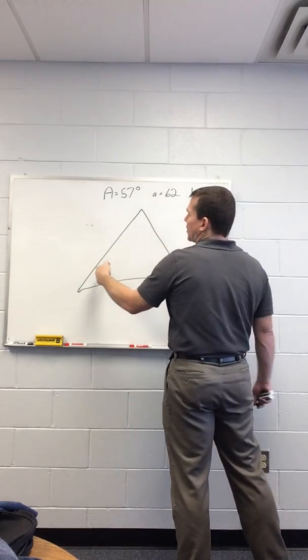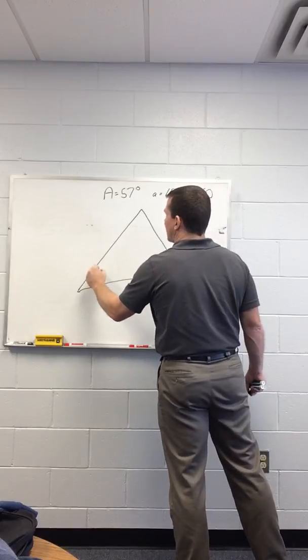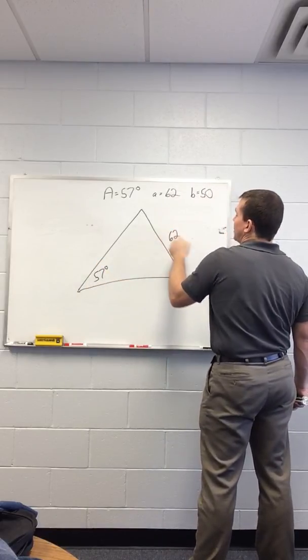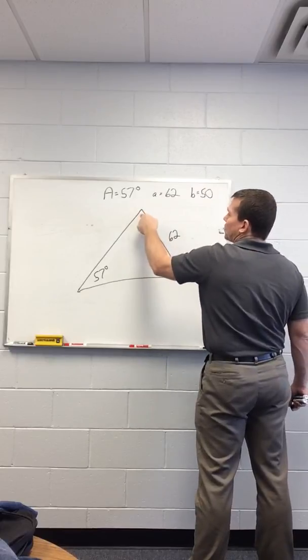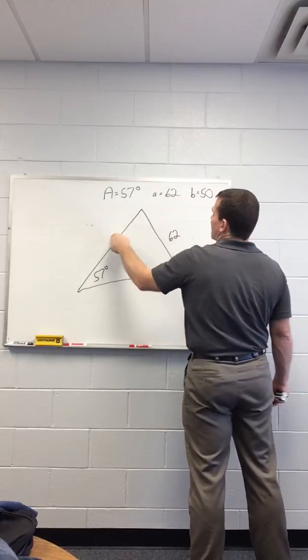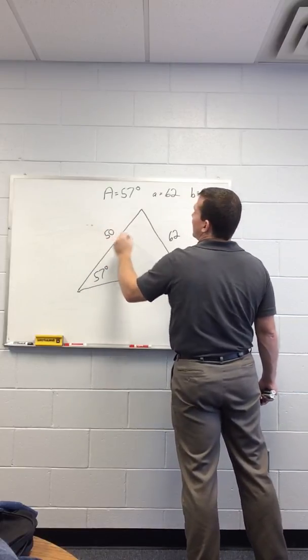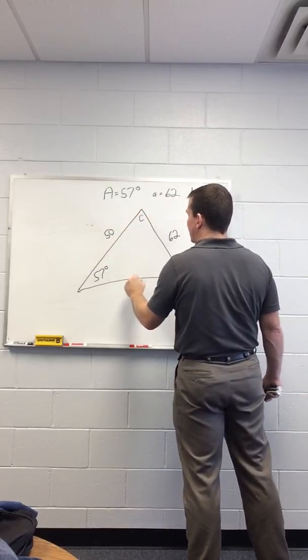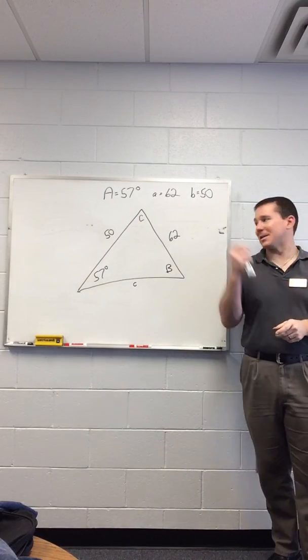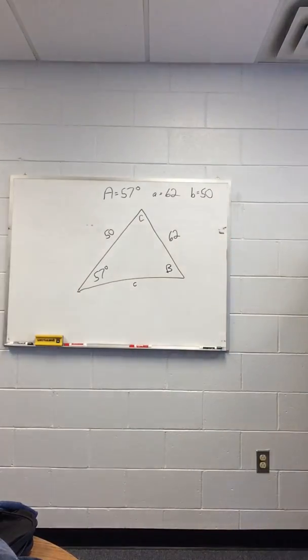And now label it. Let's see. We'll call this A like we did before, so that's 57 degrees. That makes this side a, which is 62. We called this one B before on the right, which means this is side b, which is 50. That makes this capital C, and that lowercase c. And now I want to solve the triangle. I'm going to have to grab my calculator so we can do these calculations out.